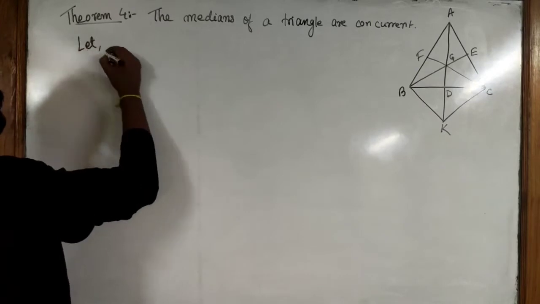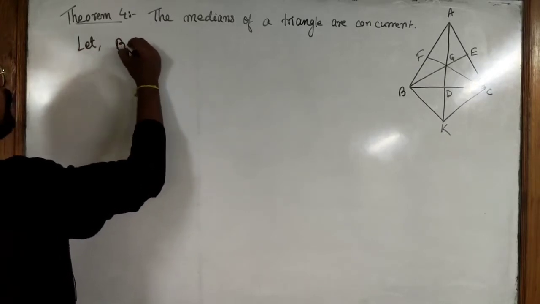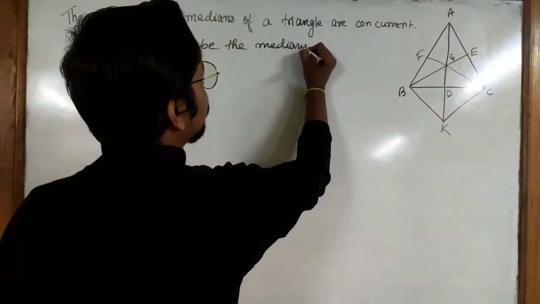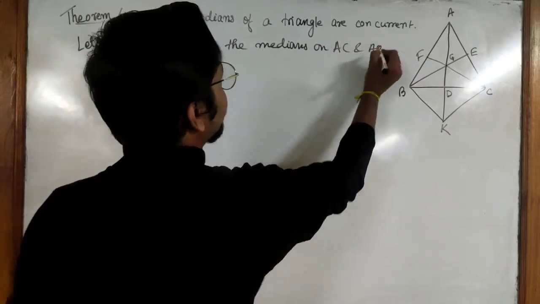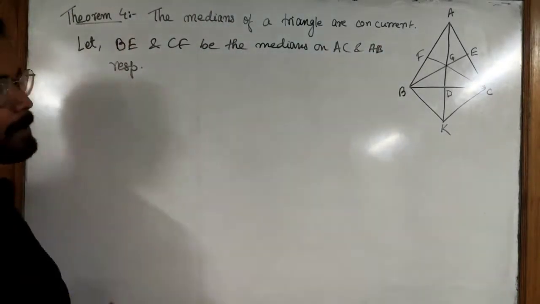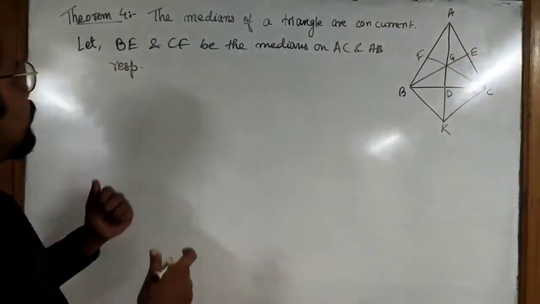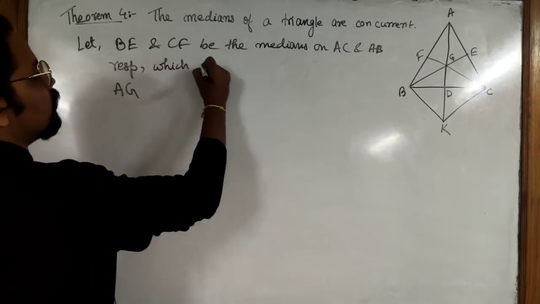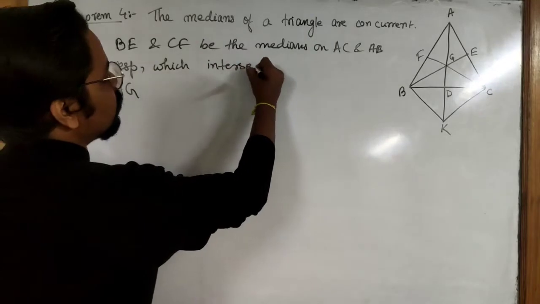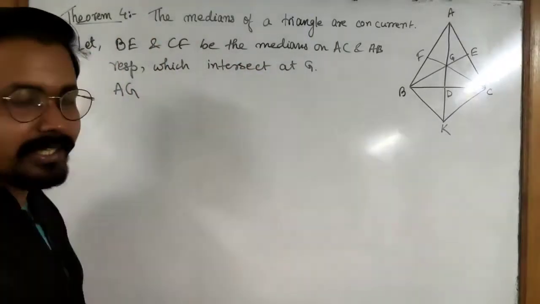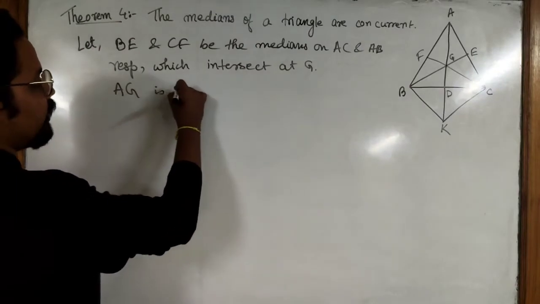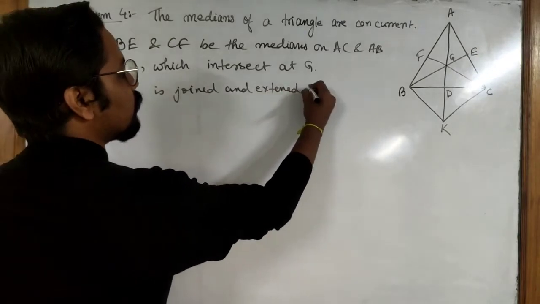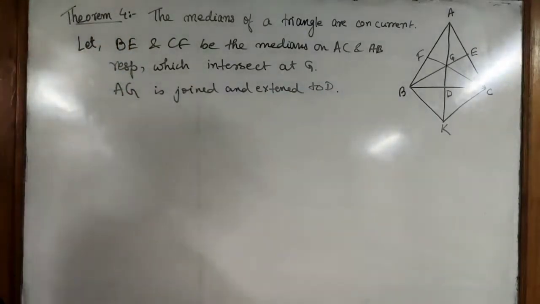So let BE and CF be the medians on AC and AB respectively. Okay, so these two are the medians, which intersect at G. So they are intersecting at the point G. Now AG is joined and extended to D. That is the whole triangle.